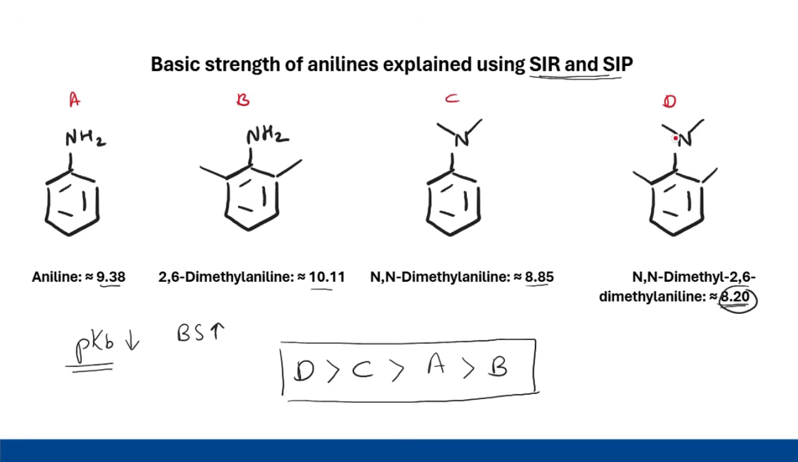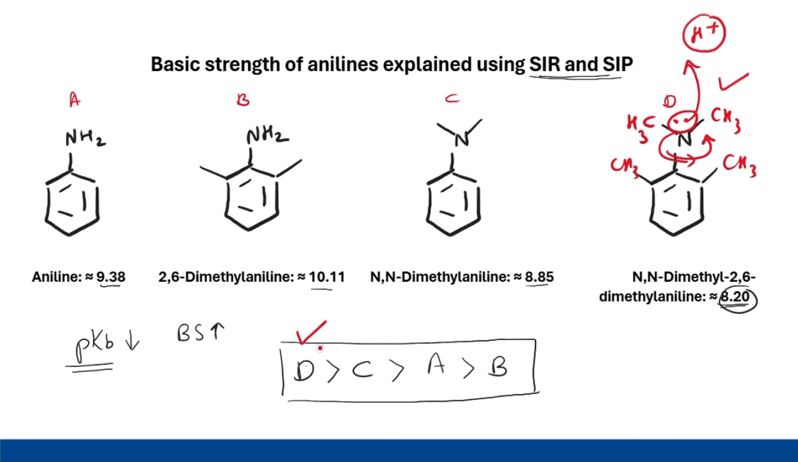How to do that? In this molecule, you see there are 4 methyl groups. Because of this, there is a steric hindrance. That means the nitrogen will go out of plane. The lone pair is not available for the resonance. If it is not available for the resonance, it can donate the lone pair to the incoming proton easily. Hence, that is the most basic among the given molecules. How did I explain this? Steric inhibition of resonance. So, this is explained by the SIR.